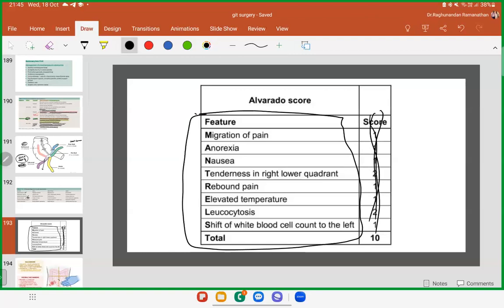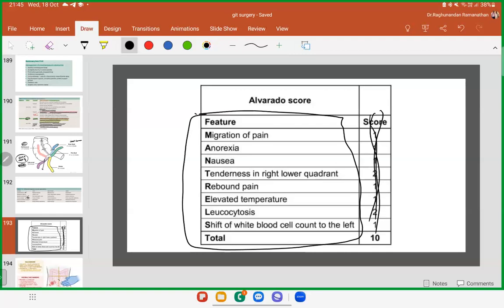In the 10 points, if the patient is having less than 5, then there is very least chance of appendicitis, so do not take for OT. If they have 5 to 6, then appendicitis is possible: wait and observe. With 7 to 8, appendicitis is likely, so you can take anesthesia fitness and take them for surgery. If it is 9 or 10, then appendicitis is very likely, and immediately you can take for surgery.